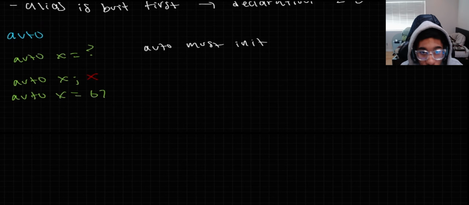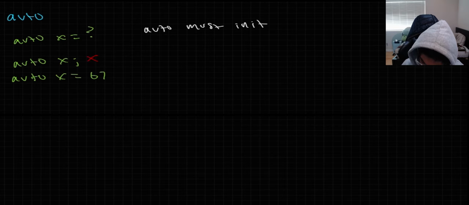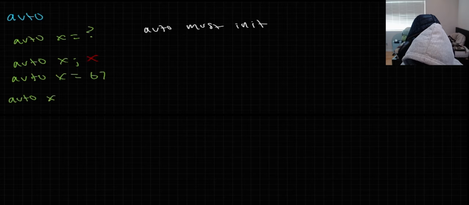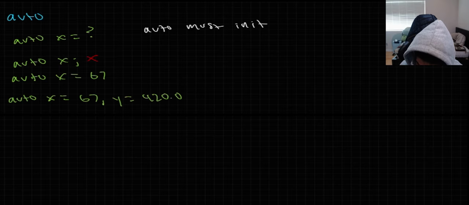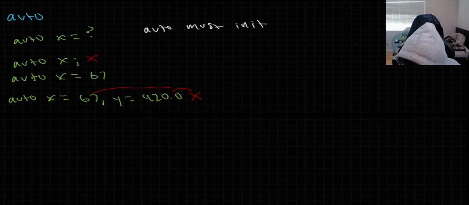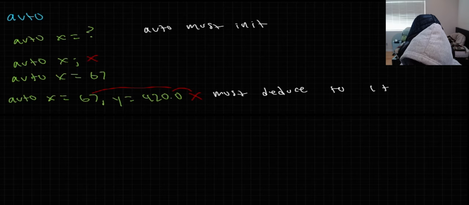And for auto, we must give it a single deduced type, meaning we can't, what can't we do? We can't do auto x equals 67, and then y equals 420.0. This does not work because we're giving auto two different types, an int and a double. So it must deduce to a single type.